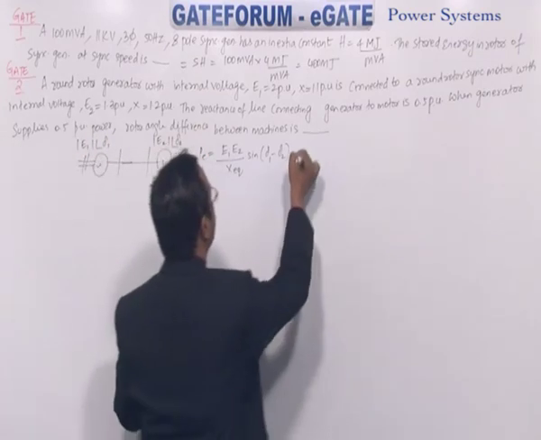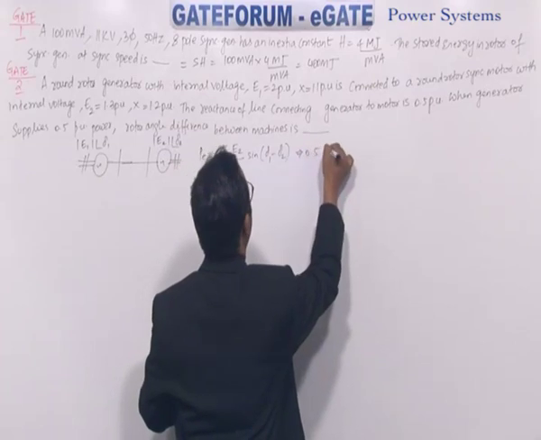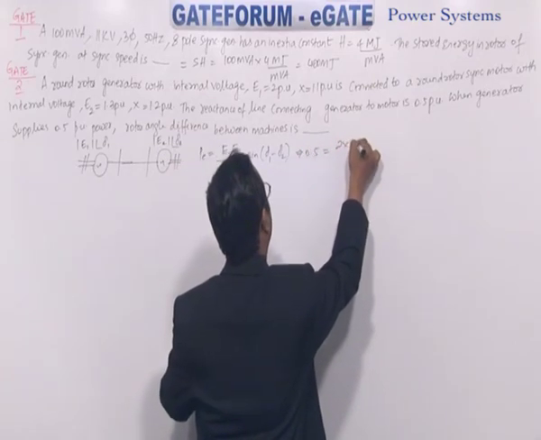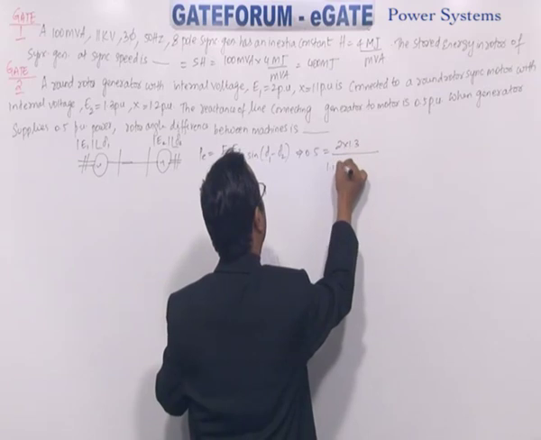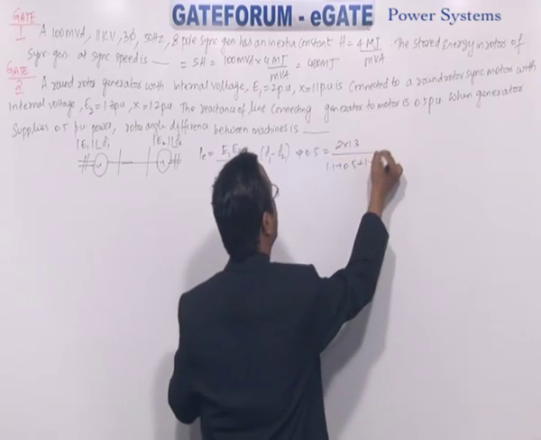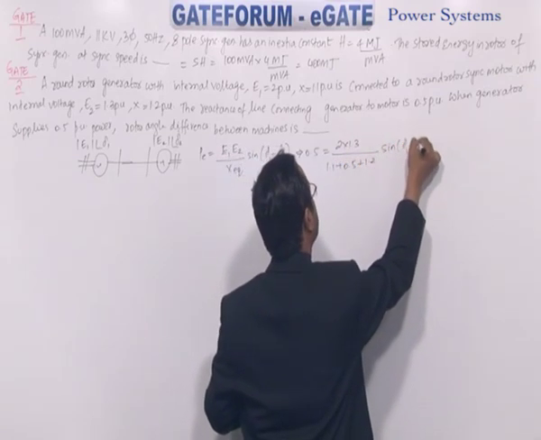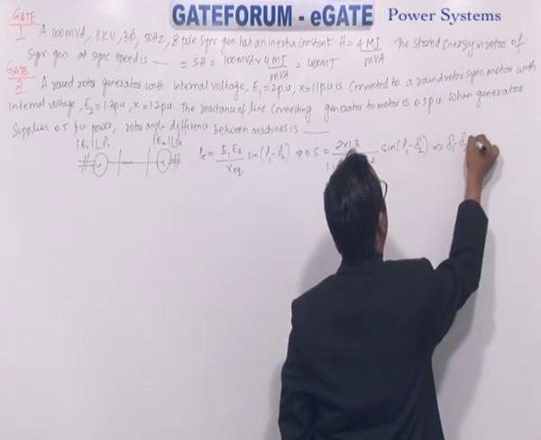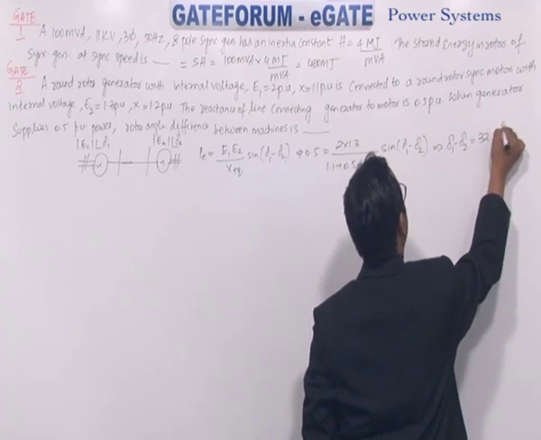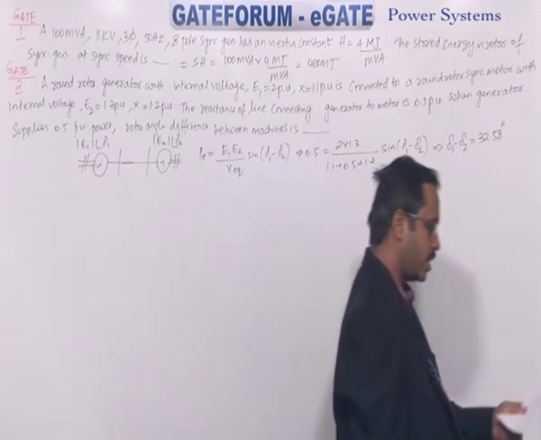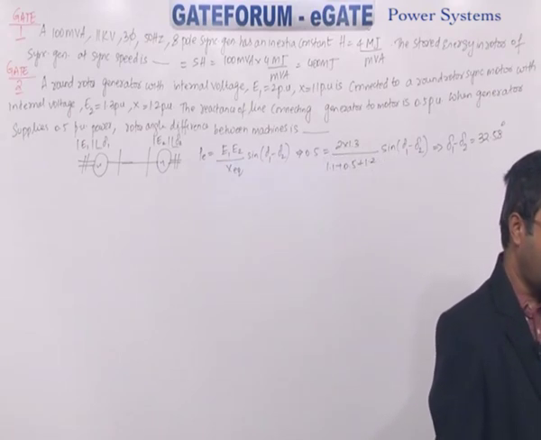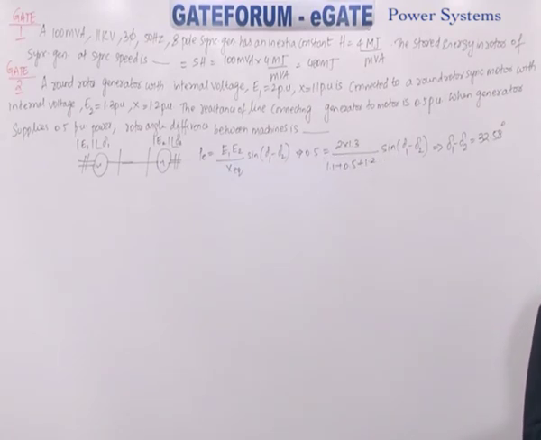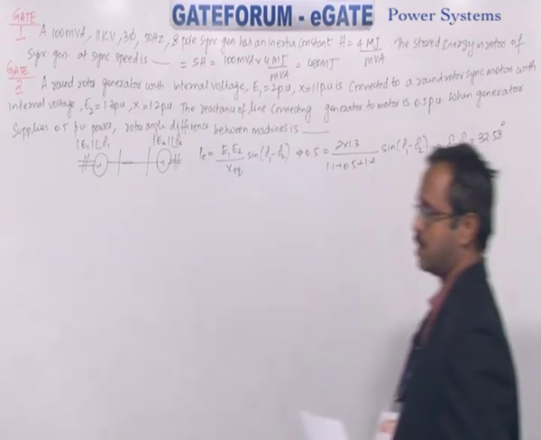So calculate this one. PE is 0.5, with 2, 1.3, 1.1, 0.5, 1.2. These are the values given. You have to calculate and find delta 1 minus delta 2. What answer do you get? 32.58 degrees.